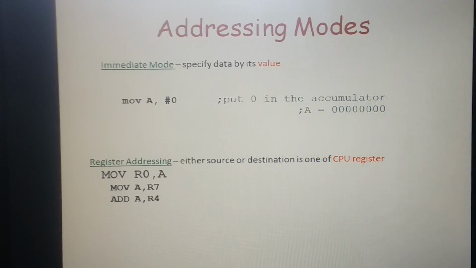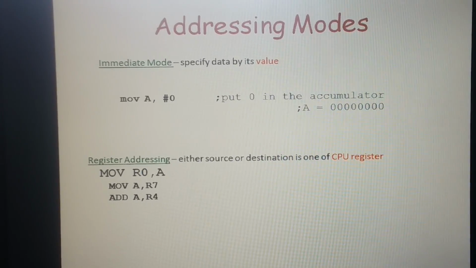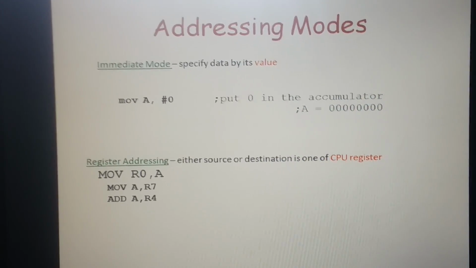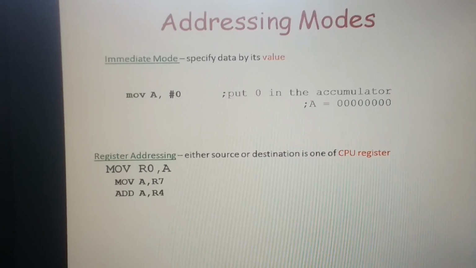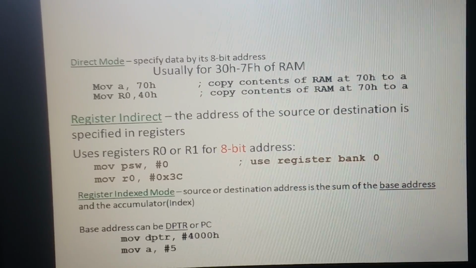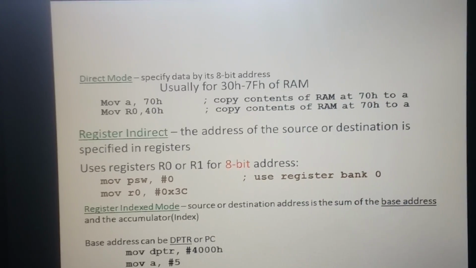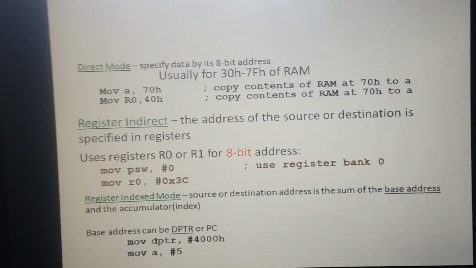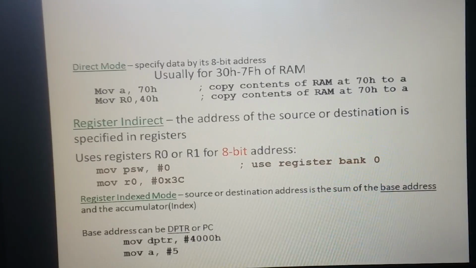Next comes register addressing mode. Either the source or destination is one of your CPU registers. Here the examples are MOV R0, A; MOV A, R7; ADD A, R4. Whatever register we are using, it should be only a source or destination transmission possibility. Next comes direct mode. We can directly transfer the data of 70H to the accumulator register or to register bank R0. The examples given below are MOV A, 70H and MOV R0, 40H. The 70 and 40 are the direct contents which are moved to your accumulator register and R0.